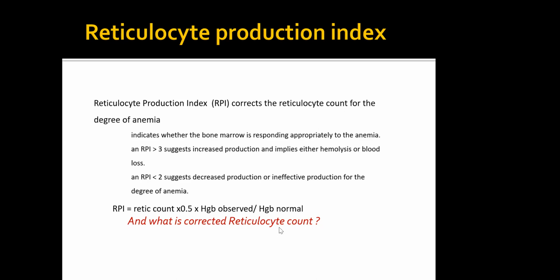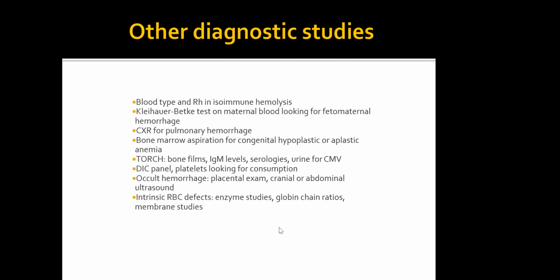There are some other diagnostic tests based on what you're suspecting. You may want to order a blood group and Rh, or a test for maternal blood loss or fetal-maternal hemorrhage. If you're thinking of pulmonary hemorrhage, you might want a chest X-ray; a bone marrow aspiration; TORCH titers if you're thinking of sepsis; a DIC panel; or an ultrasound examination or other tests depending on your suspicion. But these are a few tests that you would need to do.